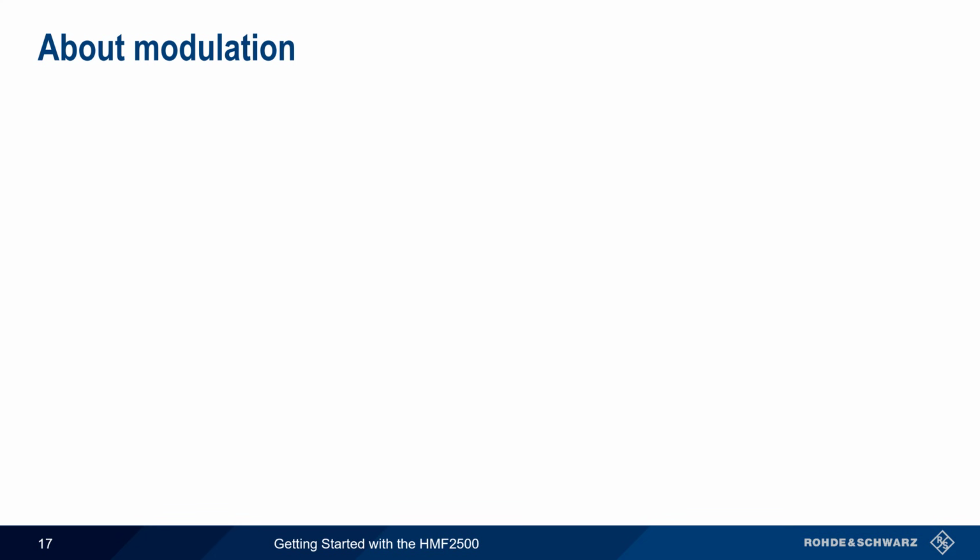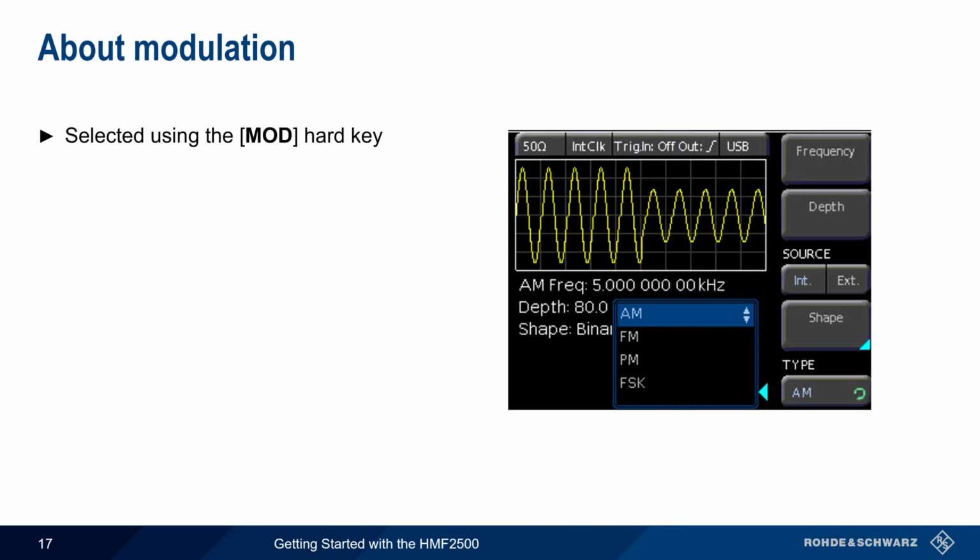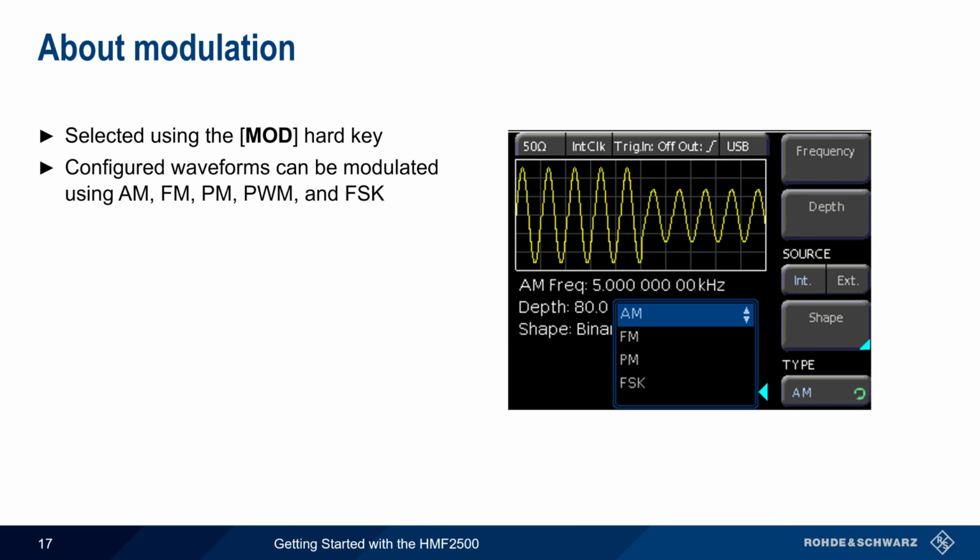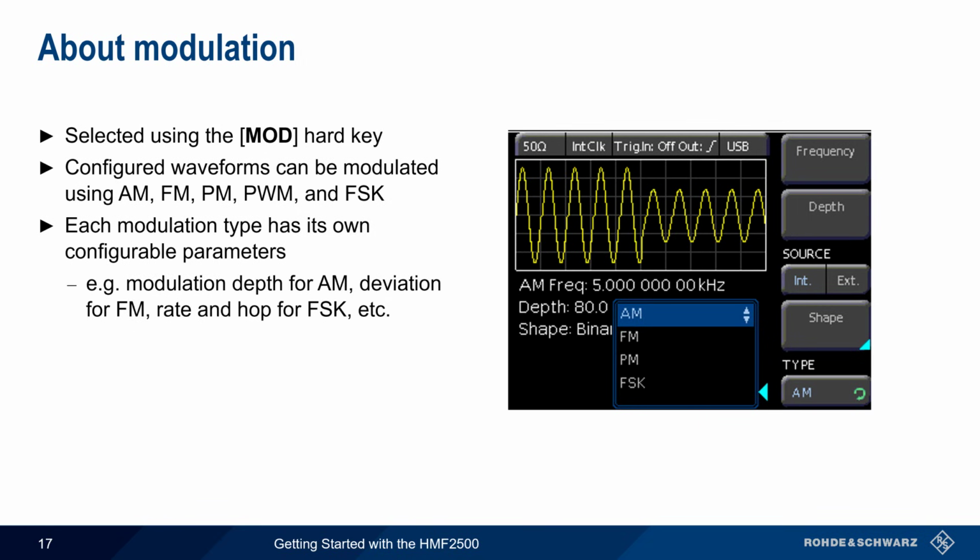Our last topic is modulation, which is selected by pressing the Mod hard key. Once a waveform has been configured, that waveform can be amplitude, frequency, or phase modulated, or pulse width modulated, or a binary frequency shift keying waveform can be generated. Each of these modulation types has its own configurable parameters. For example, modulation depth in the case of AM, or deviation in the case of FM.